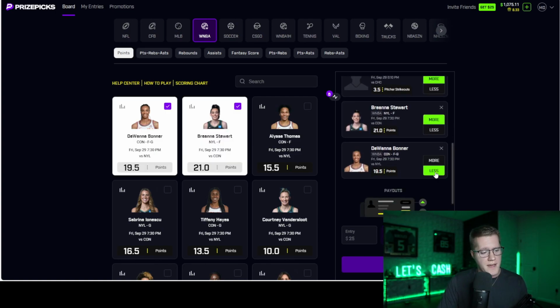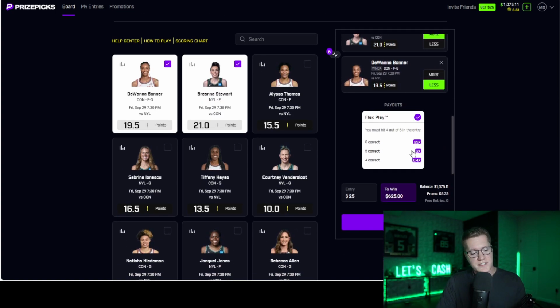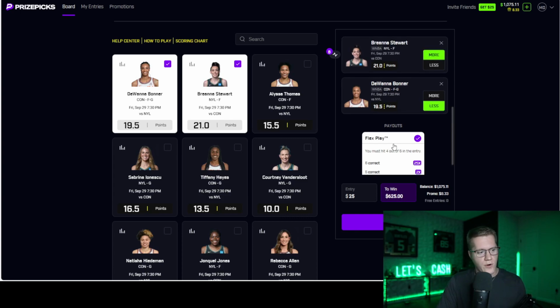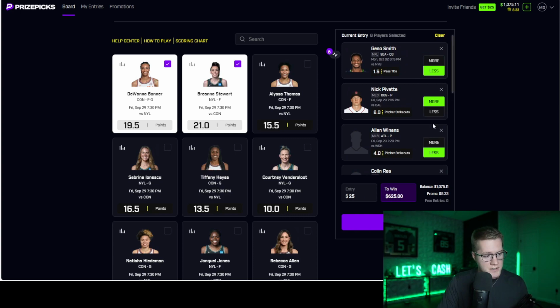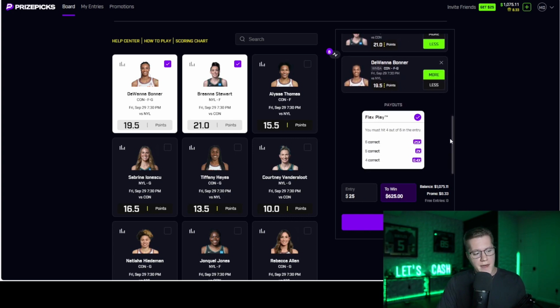I can go over to WNBA, hit more or less on these players, and as you can see, I always get 25x for 6 out of 6, 5 out of 6, 2x, and then 4 out of 6, 0.4x. I can change the over or under of these players. I can change it for Geno Smith, Pavetta, does not matter. I'm always going to get the same payout.